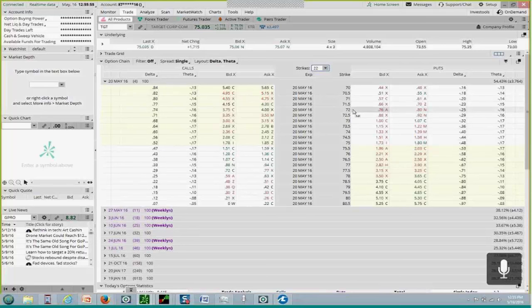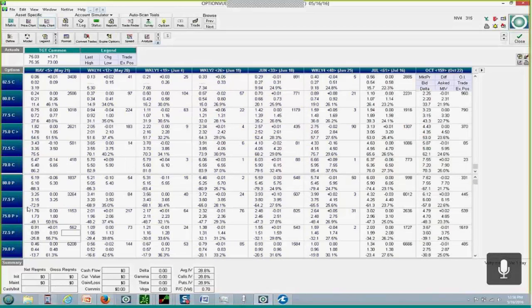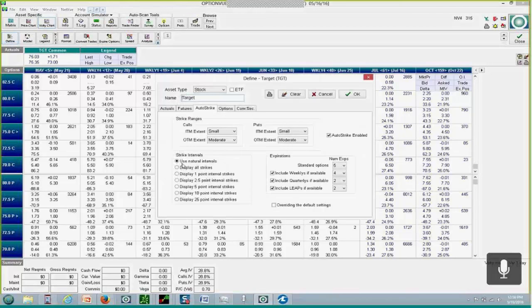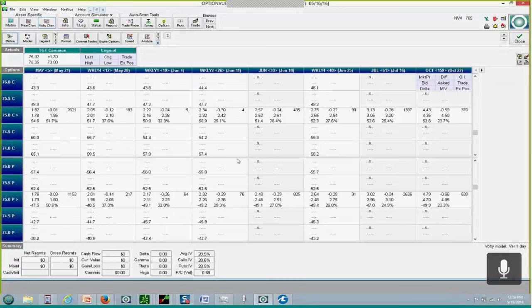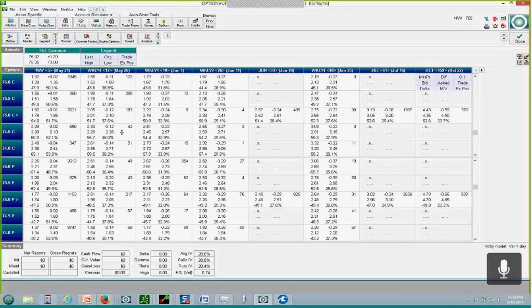Most people are trading the 72s because they're even numbers. The 72.50s, you've got the fractional option. So sometimes those are the better ones to sell, because when you sell them, it'll be harder for somebody to buy it back. And what I want to do is come back up here and define and say all strikes. I say okay. Okay, that updated it.